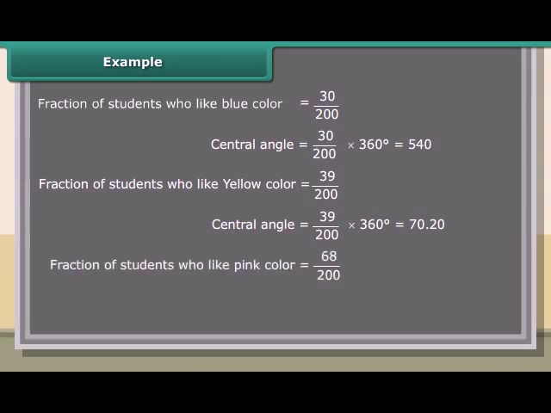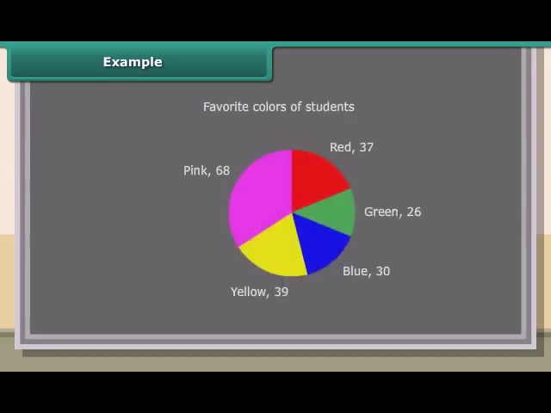70.2 degrees. Fraction of students who like pink color is equal to 68 upon 200. Central angle is equal to 68 upon 200 times 360 degrees, which is equal to 122.4 degrees.